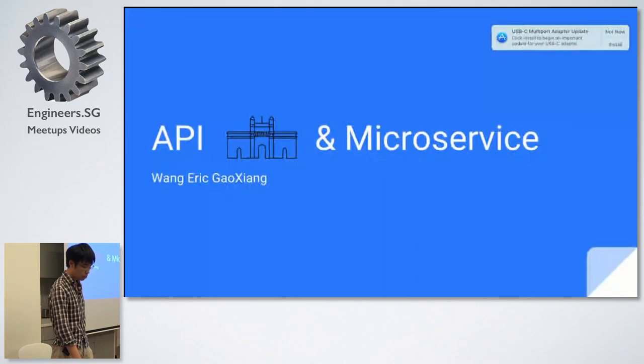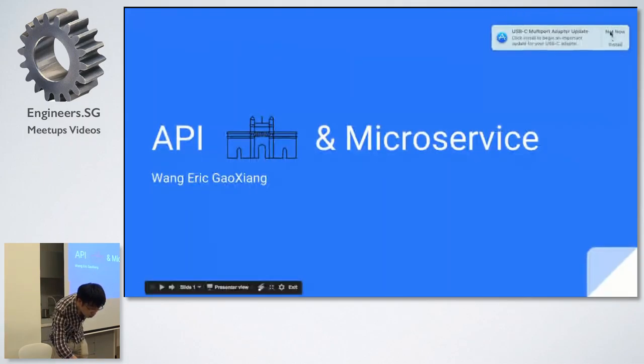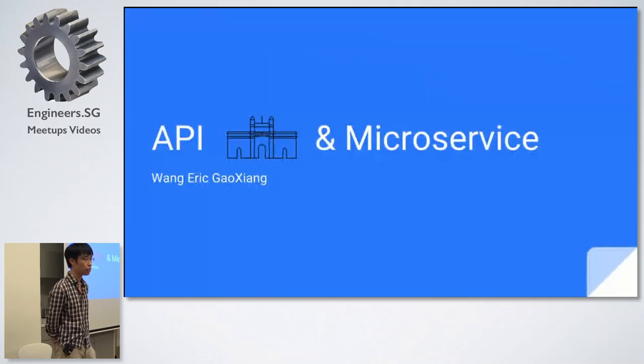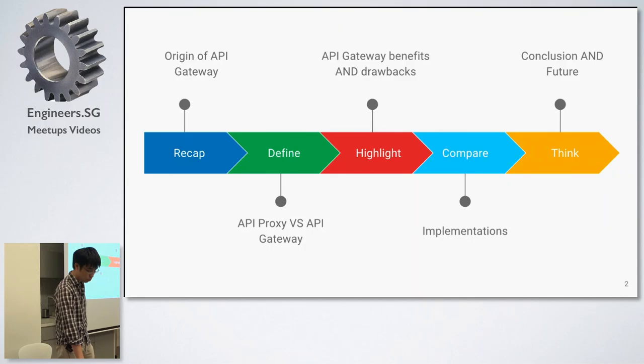So today, basically after hearing the last month's meetup talks, I came up with an idea of talking about API gateways, because previously I was working on API proxies and API gateways, and also because the API gateway is in the context of microservices, I will also talk about some background on microservices as well.